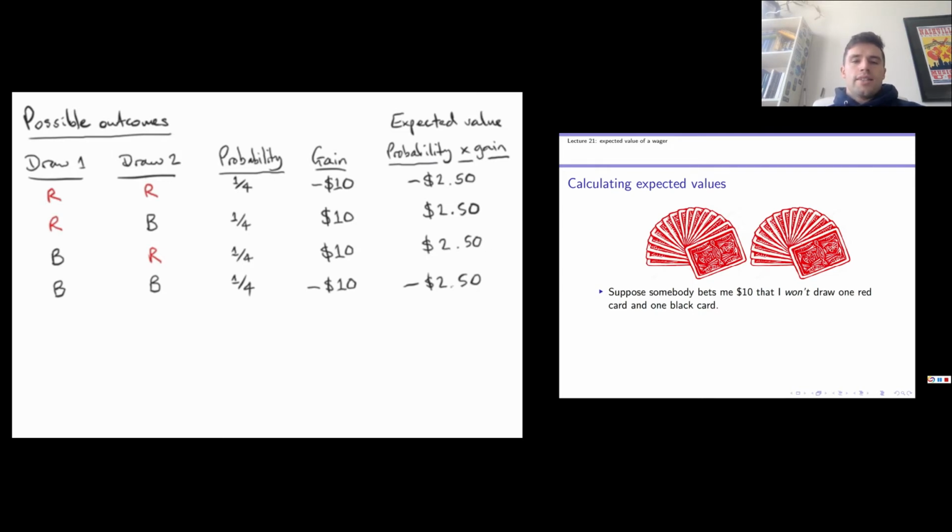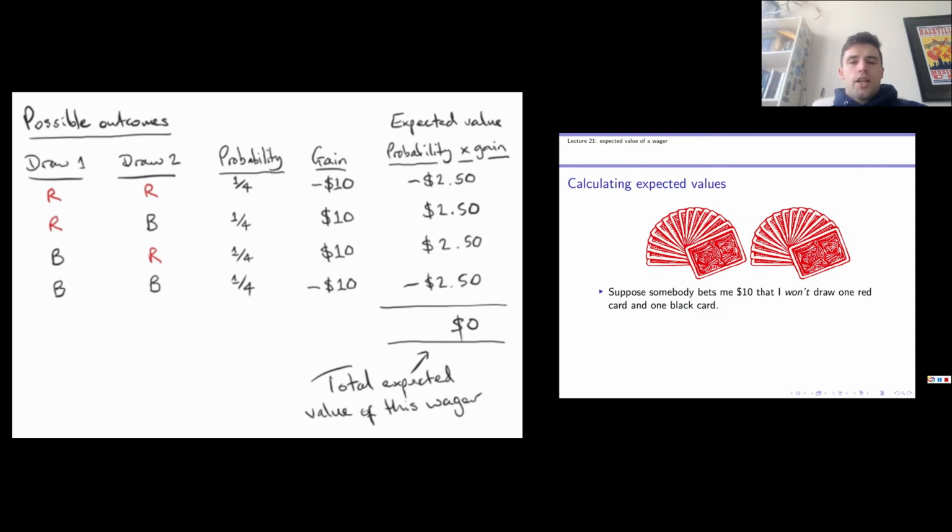And I said the last thing we do is sum, or add up, all the expected values over all the possible outcomes. So we just add all the values in the expected value column. And when we do that, we find that they all cancel. Minus 250, add 250, add 250, add minus 250 gives you 0. So the expected value of this wager is $0.